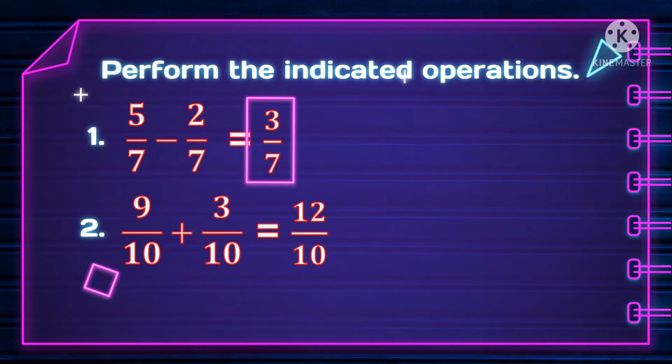Since ang 12/10 ay pwede pa nating isimplify dahil ang kanyang GCF ay 2. So, i-divide natin siya sa 2. Okay, so, pag sinabing GCF, ito yung number or greatest common factor na pwedeng i-divide dun sa numerator and denominator. Okay? So, 12 divided by 2 is 6 and 10 divided by 2 ay 5. And ang 6/5 ay improper fraction.